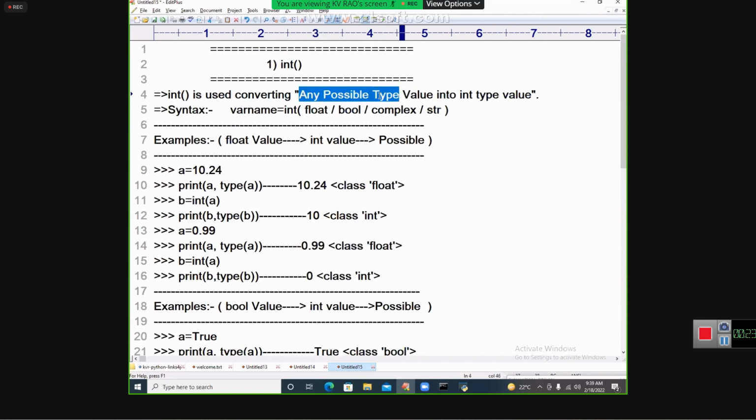Any possible type of value into int type value, that is called what? Typecasting, we can say. Right. And moreover, one student asked, Pawan Kumar is asking, right? Sir, Python opportunities and Java opportunities.